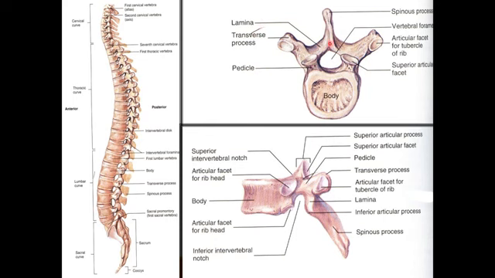The pedicle and the lamina form an arch from this side and from this side, so they surround an opening behind the body. This is called the vertebral foramen, a ring of bone around an opening. And when these rings are located one above each other, they form the vertebral canal, which contains the spinal cord.